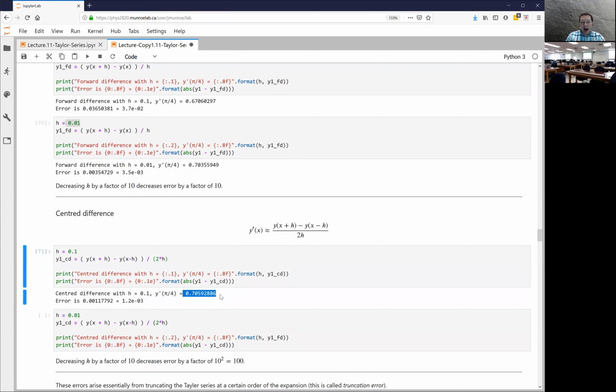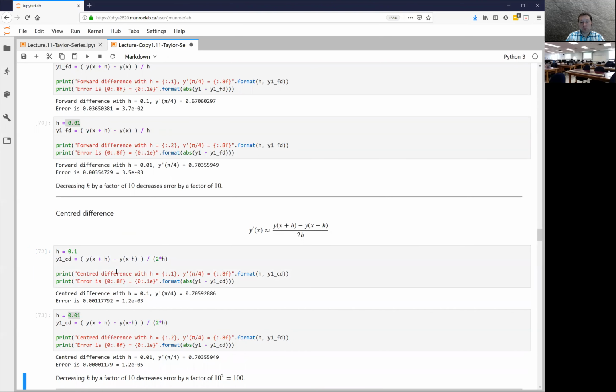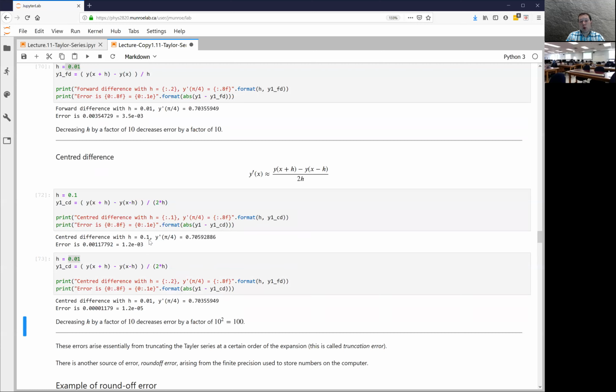You're getting an estimate or an approximation of the derivative being 0.7059, which is an error of 1 part in 1,000. The error is 0.001. The point, though, that I want to make is, when you reduce the size of h by a factor of 10, what happens to the error? You can see that when h goes from 0.1 to 0.01, the error, that is the difference between the exact value and the approximate value, goes from 0.001 to 0.00001.